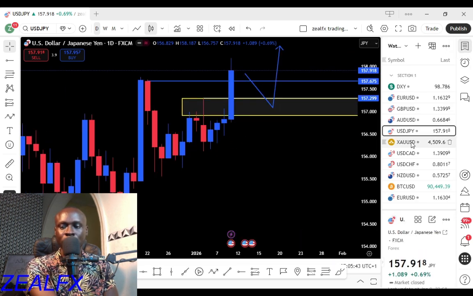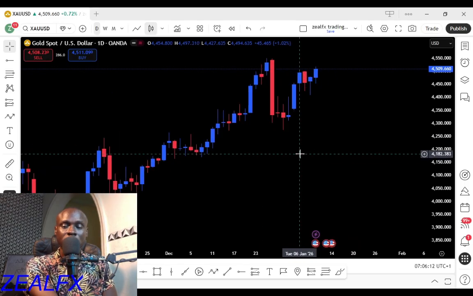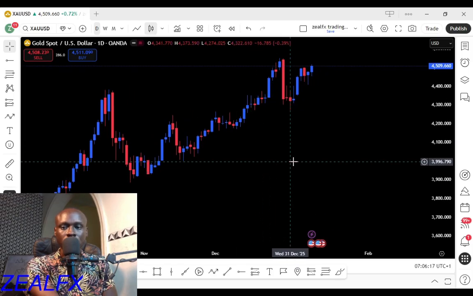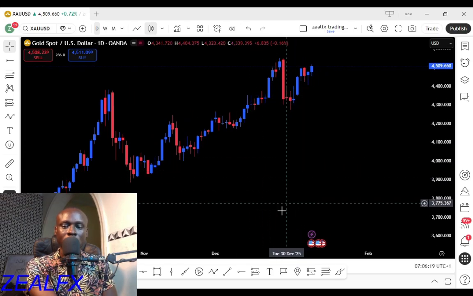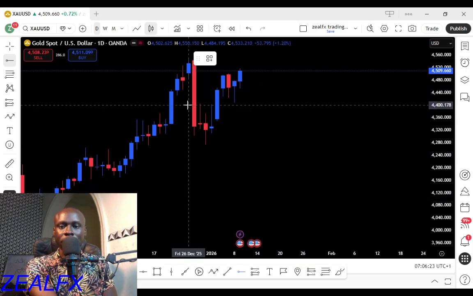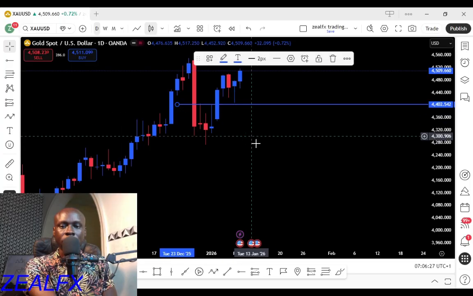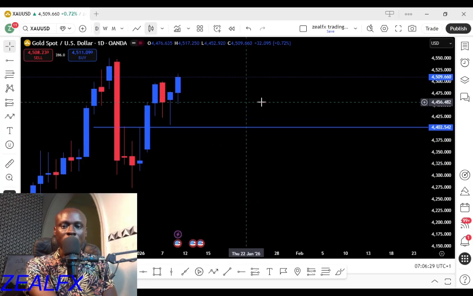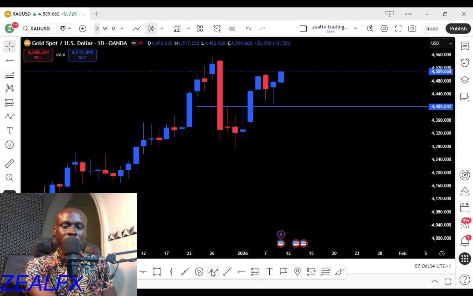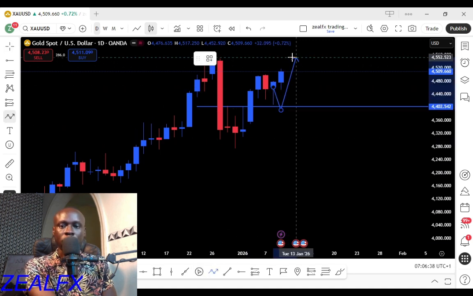Let's look at our next pair, which is the Gold USD. Gold USD on the daily chart shows more buying opportunity. We expect price to continue to push higher for the Gold USD. This week, price tested this resistance level. This is a previous resistance level that turned to support, which indicates price reversal for us to start looking for buying opportunity for the Gold USD. And you can see that price really tested this level. So we expect buying to continue on the Gold USD.